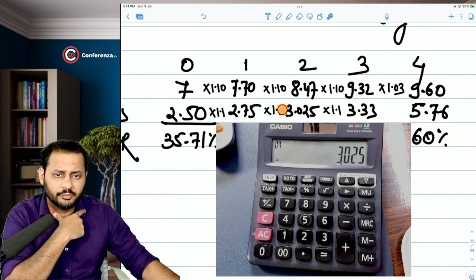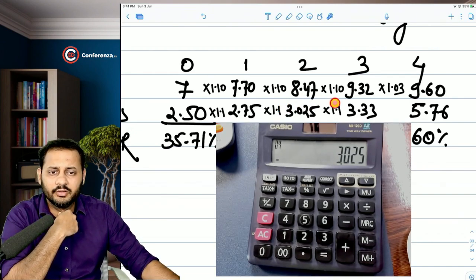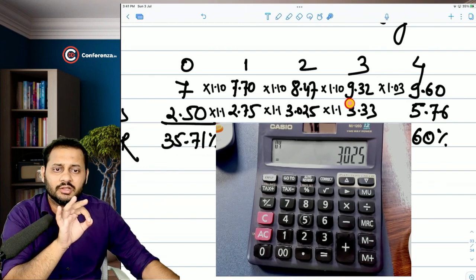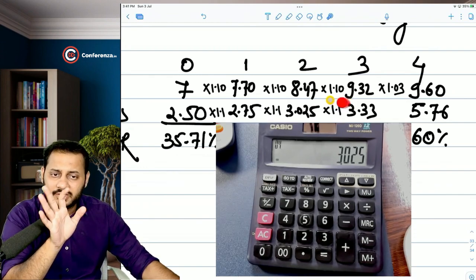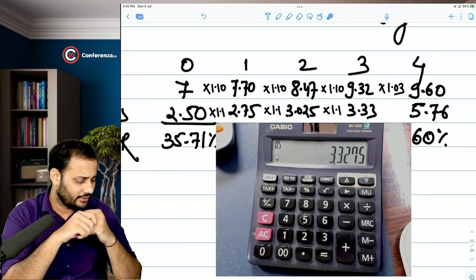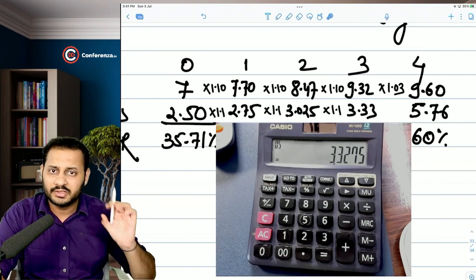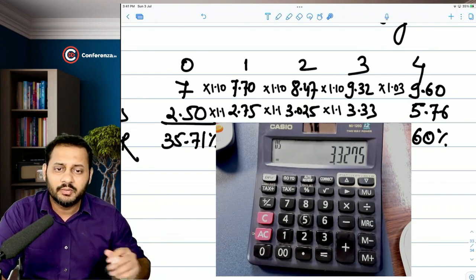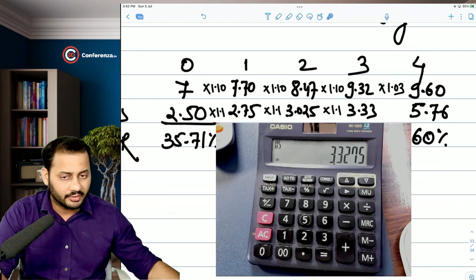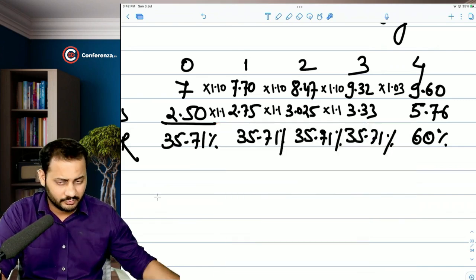This 3.025. Getting it? Then 1.1 again. If you want to multiply it by 1.1, we just press equals to, and you will get the same answer. So you're getting the same answer by just pressing the equals button. Then why multiply it again and again? I will show you a couple more tricks in the coming time, but for now let's move ahead.